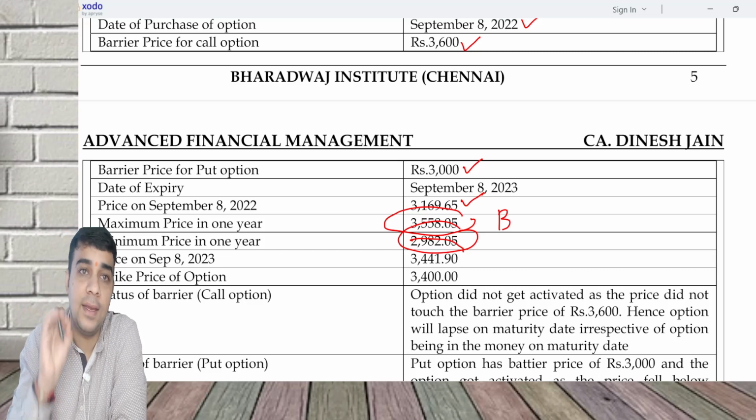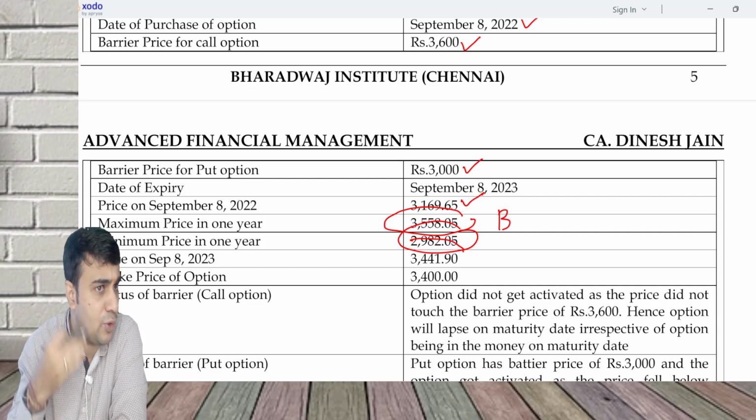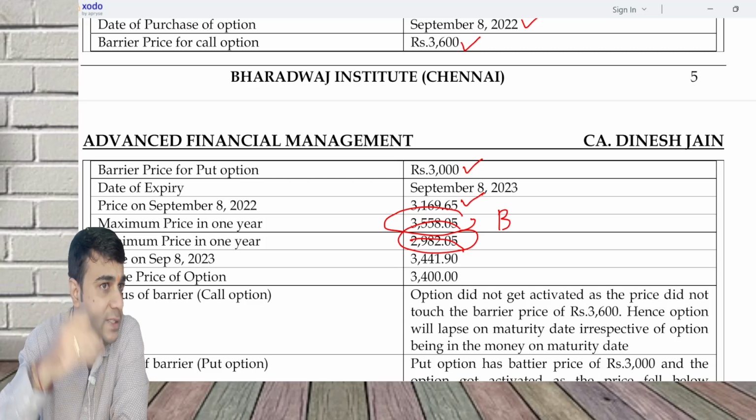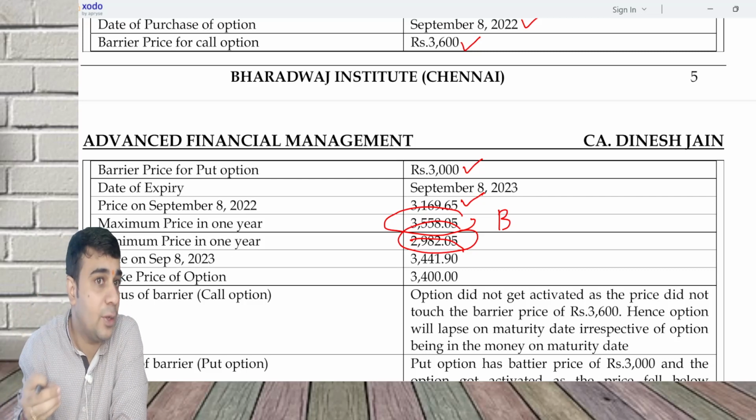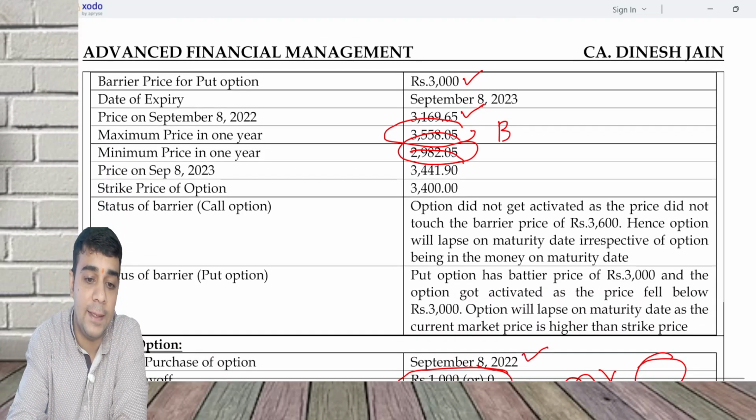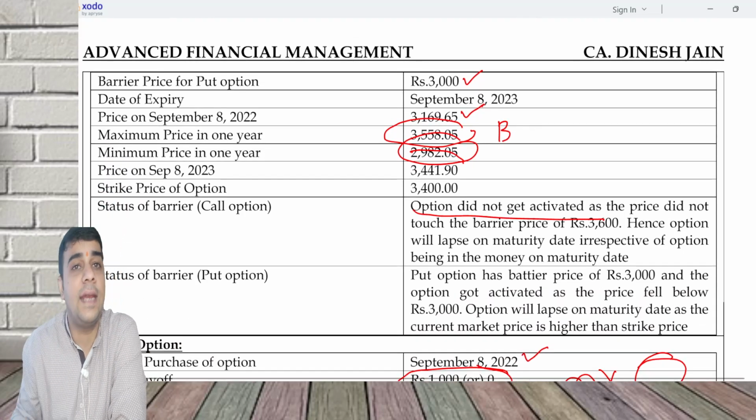Put option barrier is touched. So you can ask the question, do you want to sell at this price when the price in the market is so much? All that you can ask. So status of barrier: the option did not get activated.